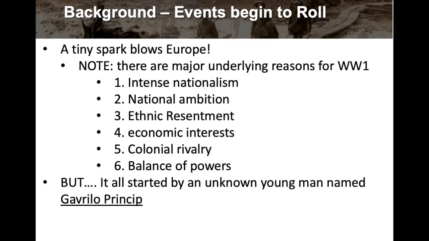Events begin to roll. A tiny spark blows up Europe. And we're going to talk about this. There is one spark that's going to start all of this, and that is going to be the assassination of an archduke. But there are major underlying reasons why World War I happens.